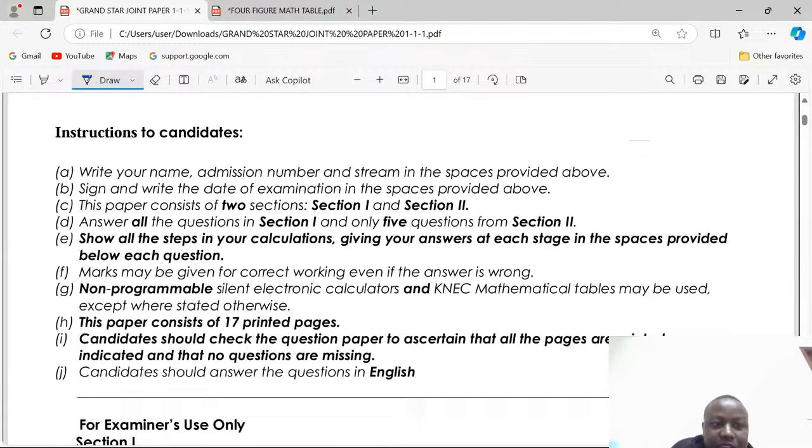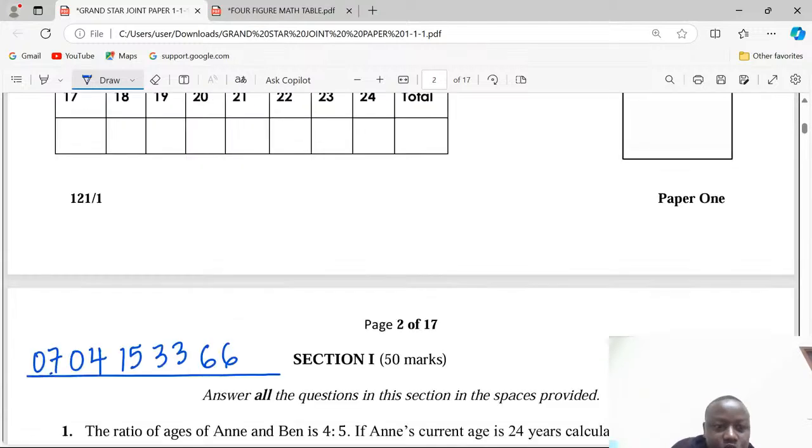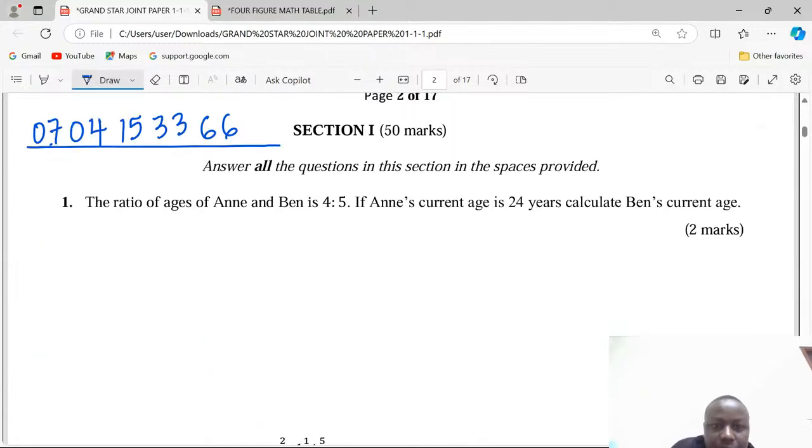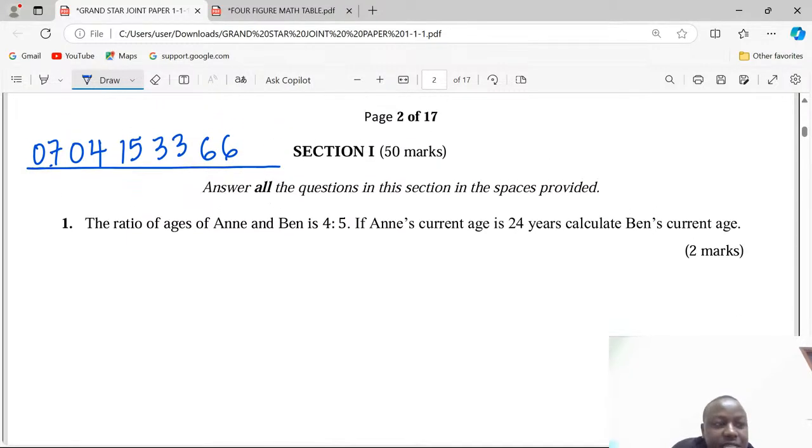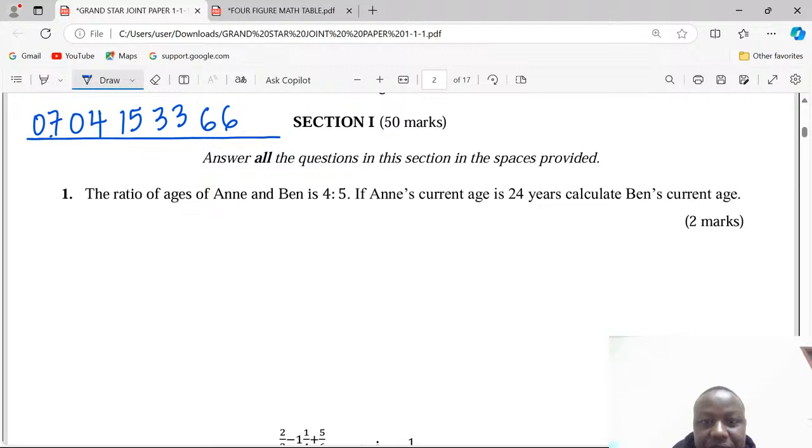So let's now get to the paper itself. It's a mathematics paper 1, and I've said we will find Form 1, Form 2, Form 3 concepts, and we shall understand all of them. The first question is saying that the ratio of ages of Anne and Ben is 4:5. If Anne's current age is 24 years, calculate Ben's current age.